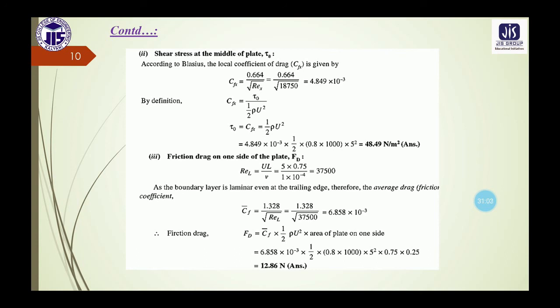Then the value of rho is given in the question, it is 0.8, and the fluid velocity U is 5. So ultimately we get the shear stress at the middle of the plate as 48.49 Newton per meter square. So the key formula to calculate the shear stress at the middle of the plate is the local drag coefficient formula, that is 0.664 divided by root under Rex.